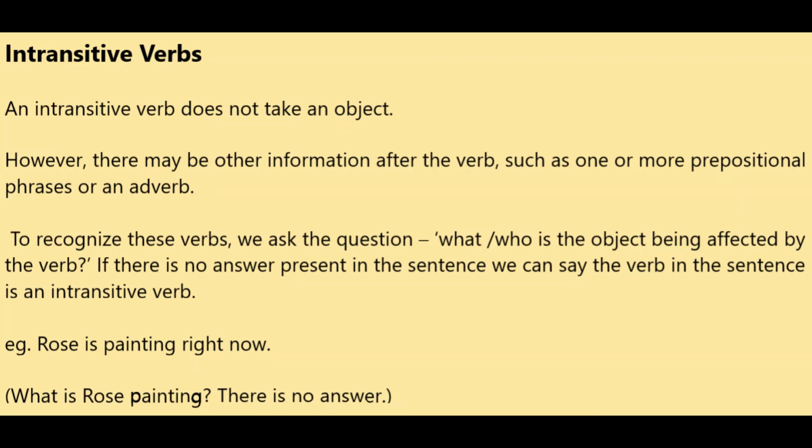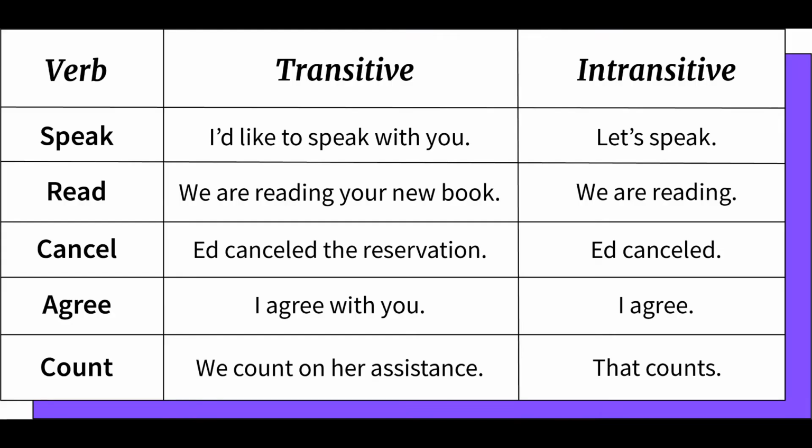Now you can see some more examples of transitive and intransitive. The same verbs are used, but in one case they are used as transitive, and in the other as intransitive. They are all action verbs. I would like to speak with you. Let's speak. The object is there in the first, with you, and in the second, let's speak for a few hours, for a minute, whatever it is, no object is there.